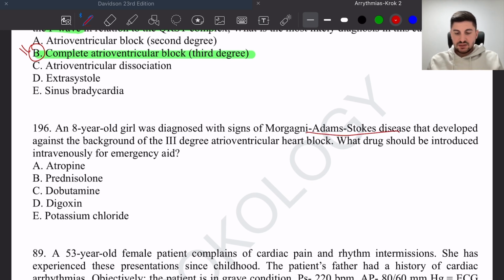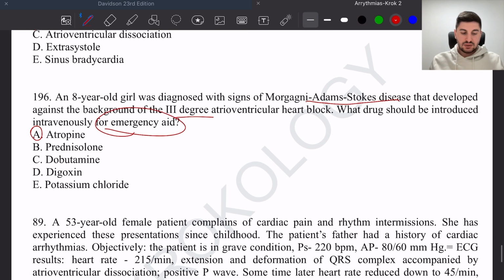This patient has signs of Adams-Stokes disease, which happens in third degree atrioventricular block, when there is no contraction of the ventricles and there is no blood going to the brain. There is dizziness, loss of consciousness. So we need atropine as an emergency aid.